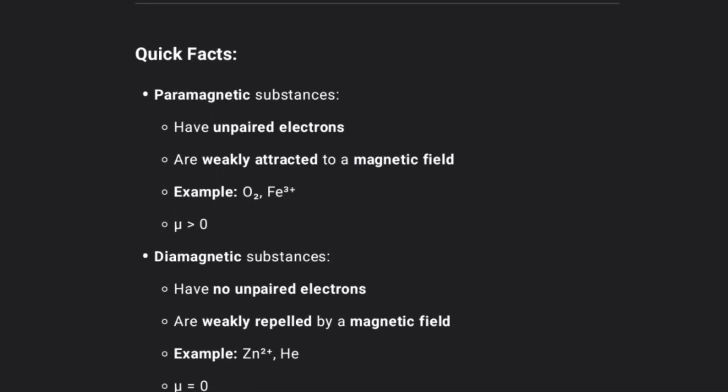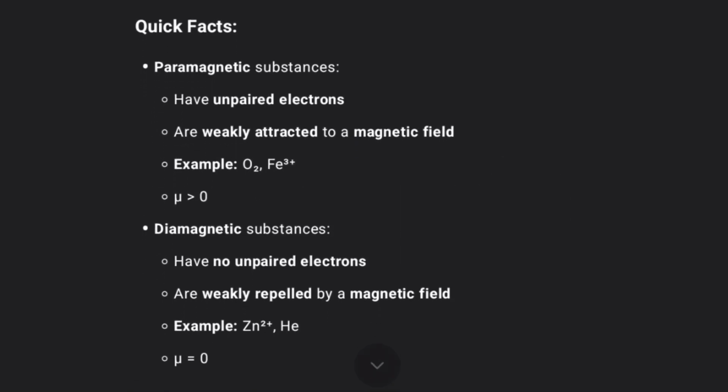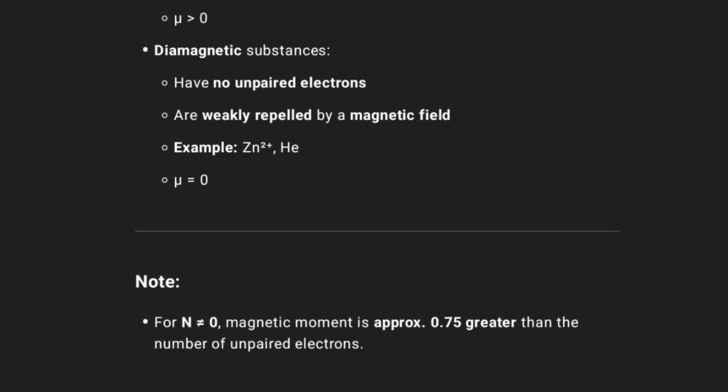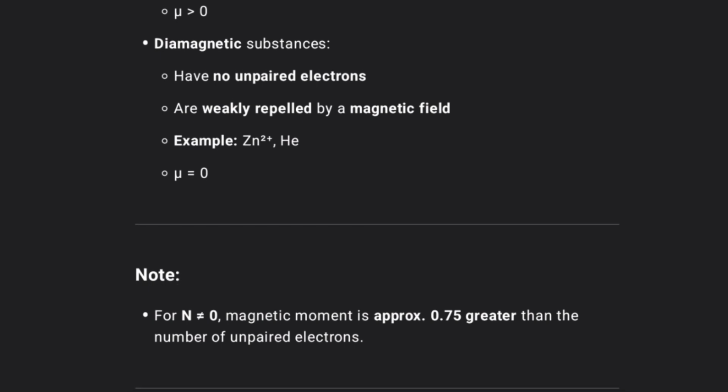Paramagnetic substances have unpaired electrons and are weakly attracted to a magnetic field. Example: O2, μ greater than 0. Diamagnetic substances have no unpaired electrons and are weakly repelled by a magnetic field. Example: Zn, μ equals 0. Note: for n equals 0, the magnetic moment is 0; otherwise the magnetic moment is approximately 0.75 greater than the number of unpaired electrons.